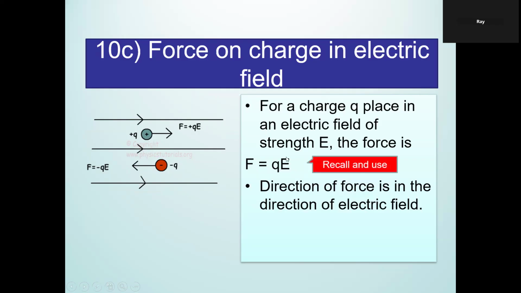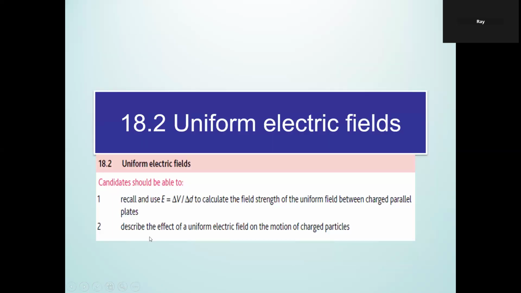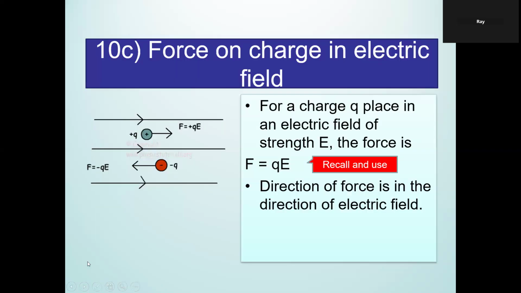This formula you need to recall and use. Know how to use it. Memorize it. For the electron, the force is in the opposite direction. The magnitude is still the same, except we put a negative charge, because we choose to the right as positive, to the left is negative.